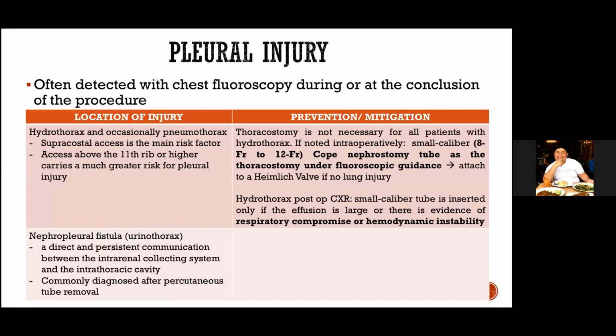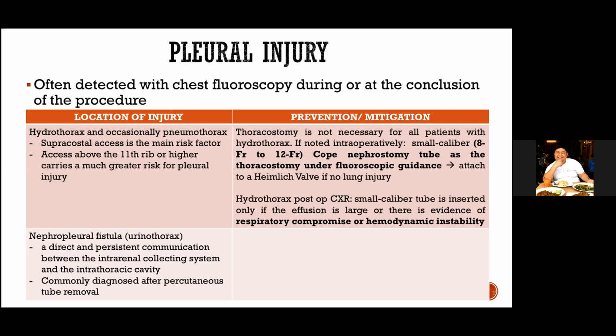Pleural injuries are often detected with chest fluoroscopy during or at the conclusion of the procedure. So hydrothorax and occasionally pneumothorax. Supracostal access is the main risk factor, and access above the 11th rib or higher carries a much greater risk for pleural injury. Thoracostomy is not necessarily needed for all patients with hydrothorax.